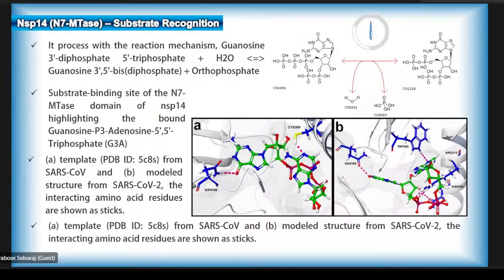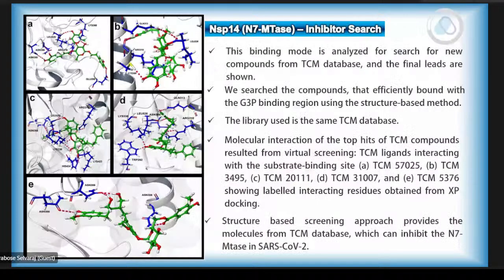So if you are blocking this cofactor, then the protein mechanism will get blocked. And also we can find out some inhibitor which can go and bind with the particular cofactor. So I have an intention to block that cofactor. So we checked the cofactor interactions with the N7-MTase. And we found out by structure-based method, this is a structure-based strategy we have followed with the same TCM database. Not more conformation changes are seen.